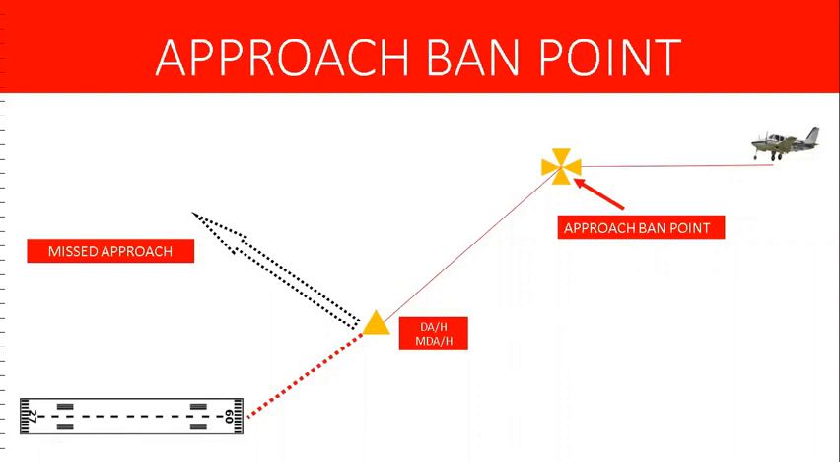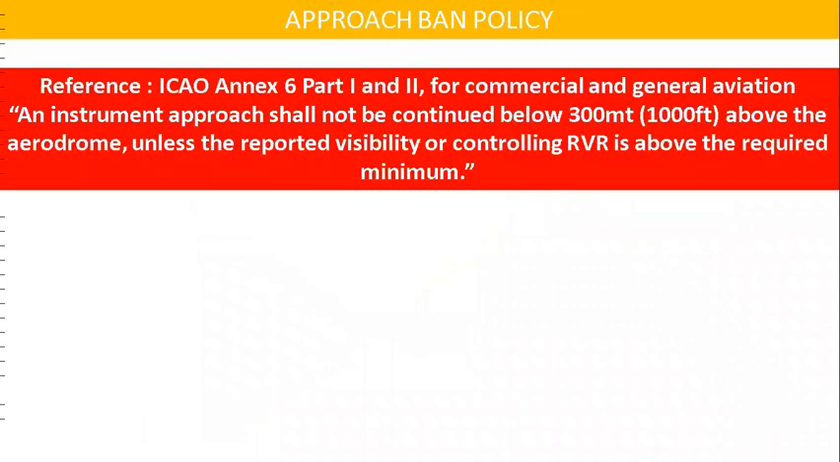When it comes to instrument approach procedures during instrument meteorological conditions, one very important concept that pilots should be familiar with is the approach ban policy. When weather conditions at the destination airport are reported to be below minima, the pilot has to take a decision whether to continue the approach for landing or to discontinue the approach. Approach ban policy helps the pilot in command in the decision making process.